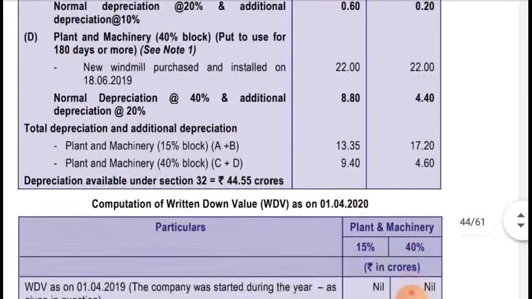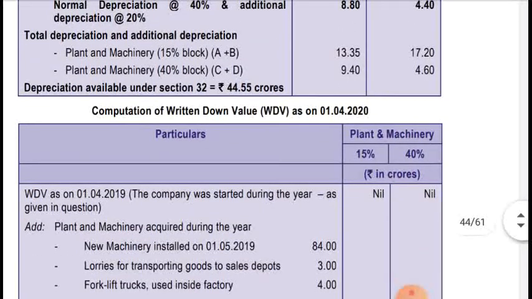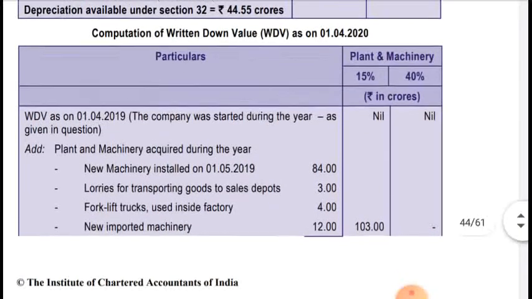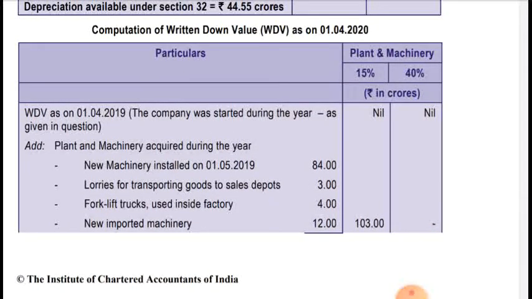Okay, so we have to calculate the total depreciation as well as WDV as on 1st April 2020. So we will compute the WDV as on 1st April 2020. Let's calculate that. Computation of WDV as on 1st April 2020, plant and machinery 15% and 40% block is given. WDV as on 1st April 2019 is nil. The company was started during the year, as given in the question, so nil will be the opening WDV.